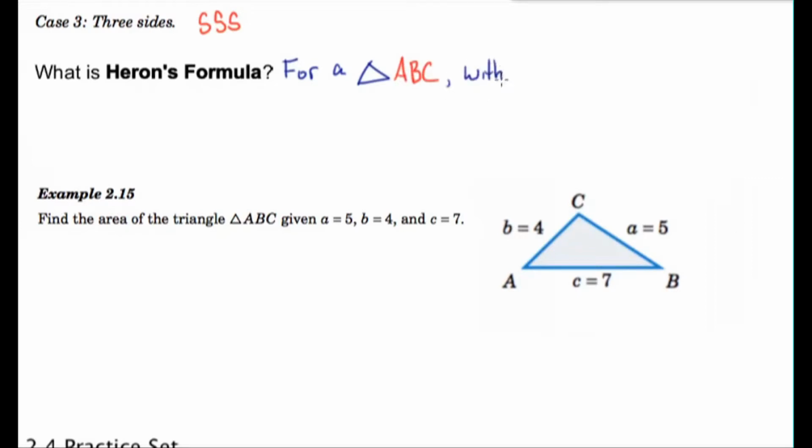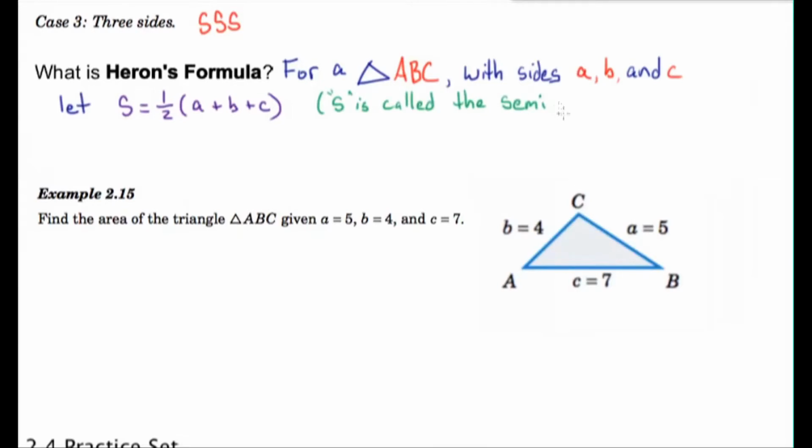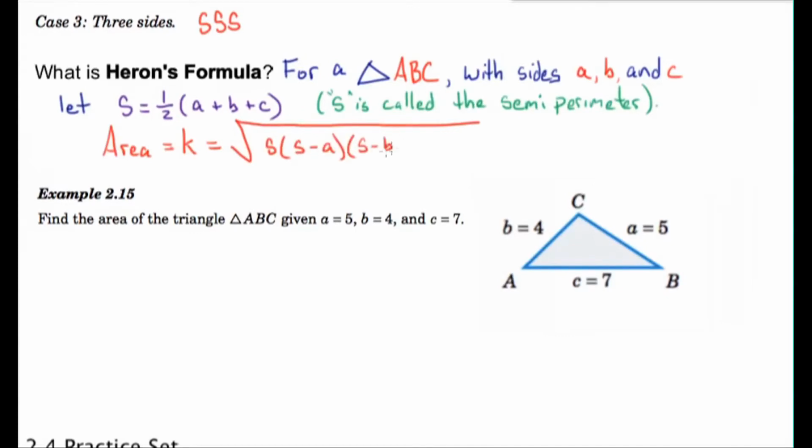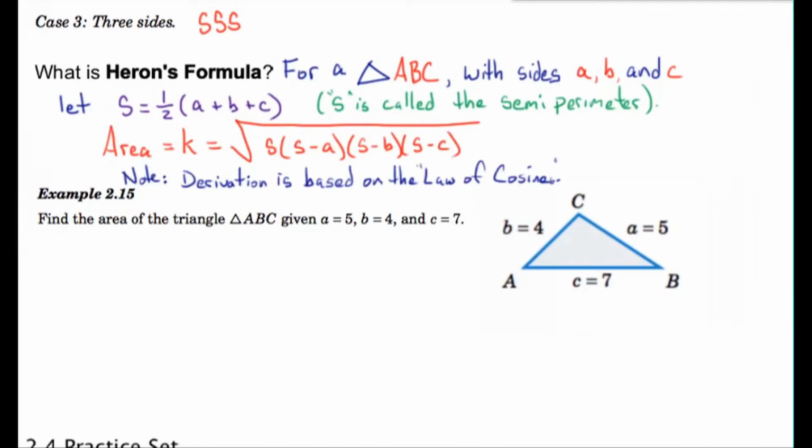So in case 3, we're looking at 3 sides, side, side, side. And for this case, we can use Heron's formula, which states for a triangle ABC with sides a, b, and c, we can let s, which is called the semi-perimeter, equal 1/2 times the quantity of the 3 sides added together. And then the area is the square root of s times s minus a times s minus b times s minus c. Now this is a derivation from the law of cosines that I won't trouble you with, but you can find it in the ebook.